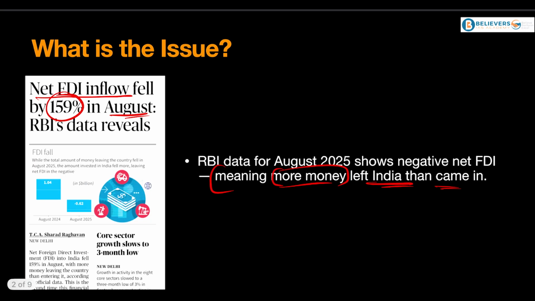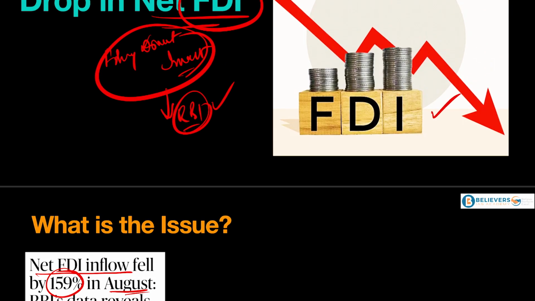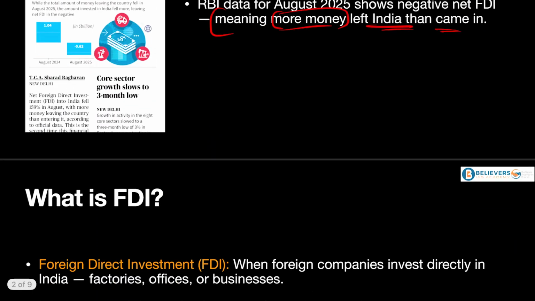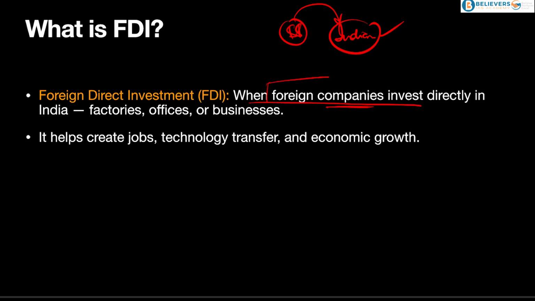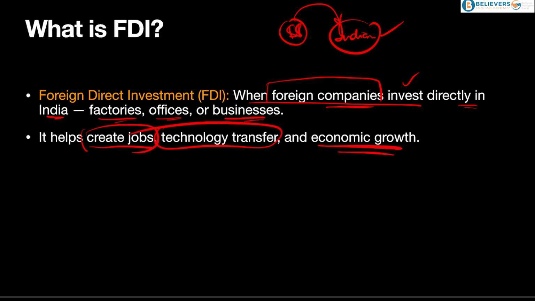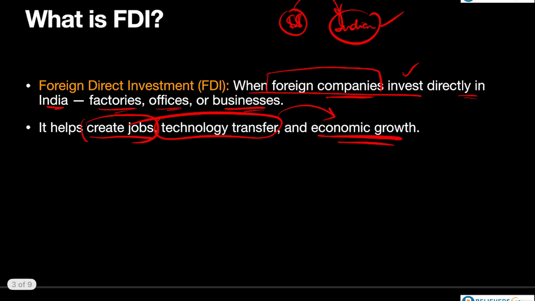So now let's simply understand what FDI is, because FDI is a very important means as to how foreign dollars actually come into the Indian market, right? In simple terms, it is when a foreign company invests directly in India, either in factories, offices, or businesses. It helps create jobs, technology transfer, and ultimately aids in economic growth.